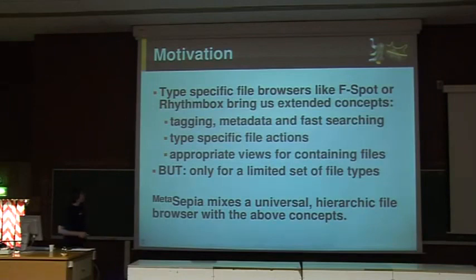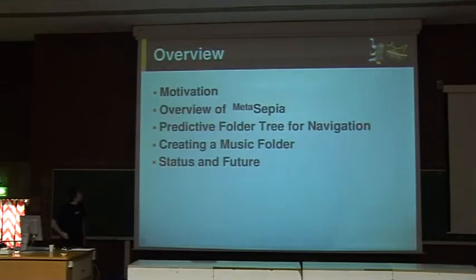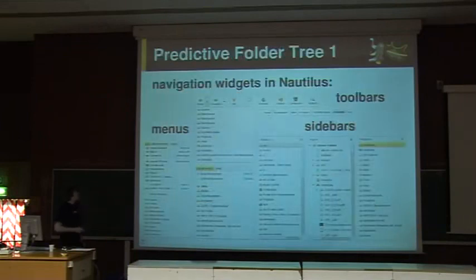So, oops, this was the wrong button. So, in Nautilus, the GNOME file browser, you have a lot of widgets for navigation. You have a lot of menus with important places, the history. Here again in the back history, a bookmarks menu with bookmarks you can set yourself. Then you have toolbars with here again a few important places. Then you have this breadcrumbs navigation where you can switch to parent directories.